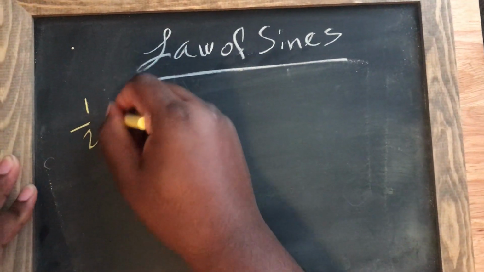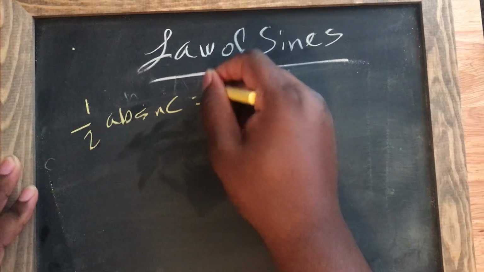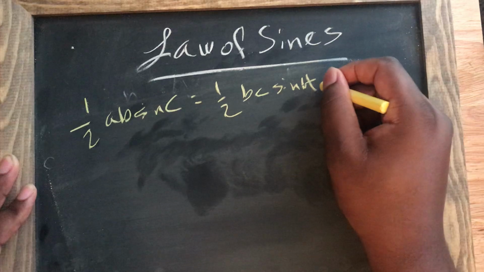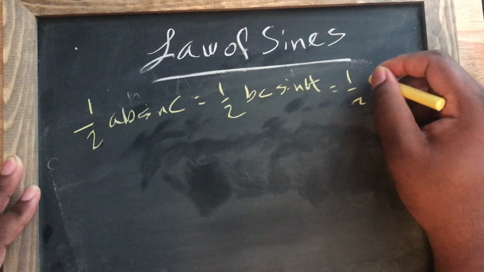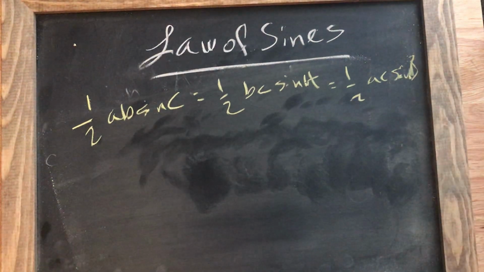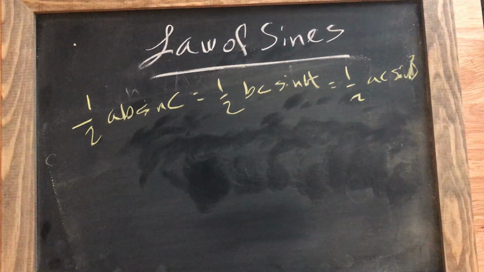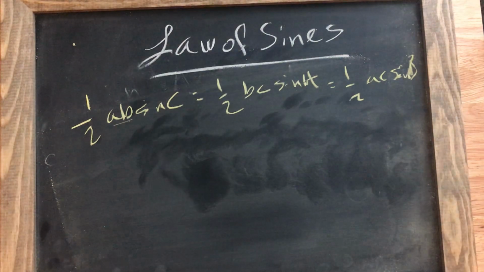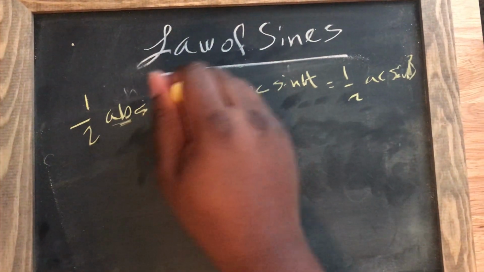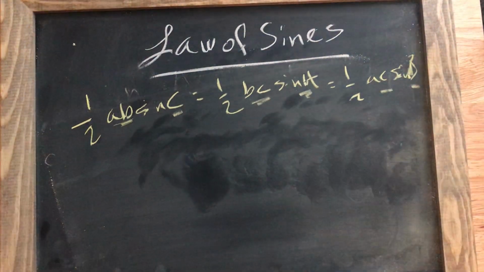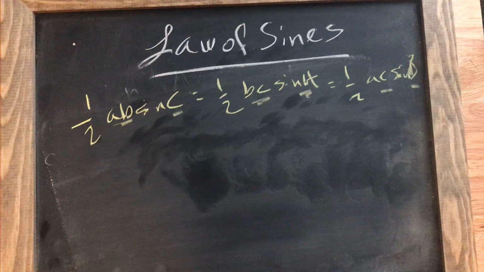1/2 AB sine of C equals 1/2 BC sine of A equals 1/2 AC sine of B. Why? Because these are all the area formulas. Remember, these are the two sides that make up this angle, two sides that make up this angle, two sides that make up this angle, and so forth. We know all these are true because of the area formula we just found out.